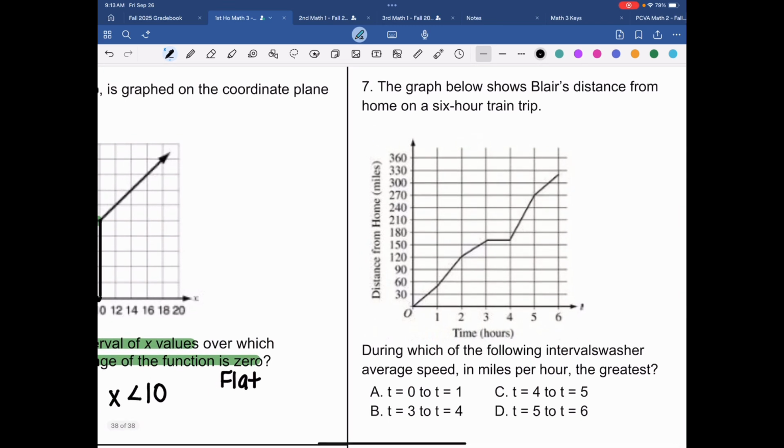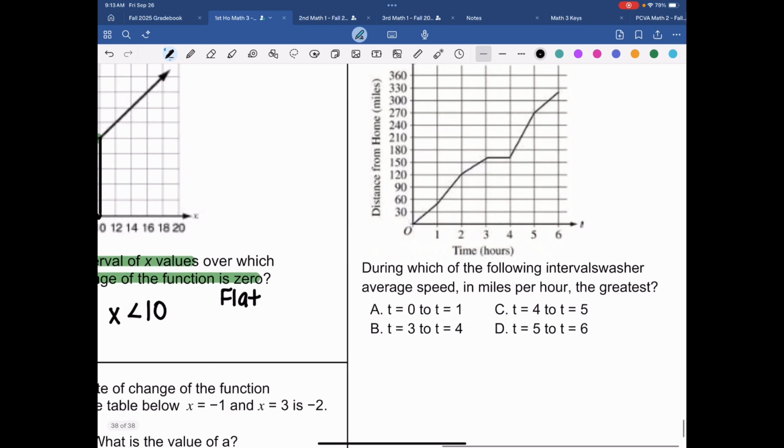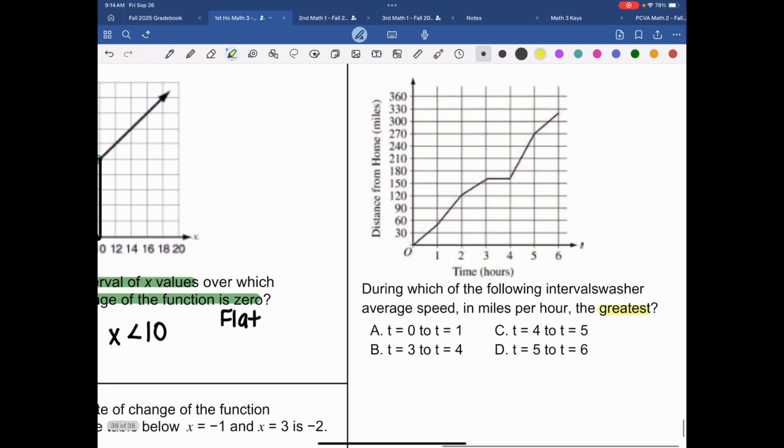Now, for number 7, it says the graph below shows Blair's distance from home on a 6-hour trip. So during which intervals was her average speed the greatest? So given this time, it's not in a table, it's in a graph.